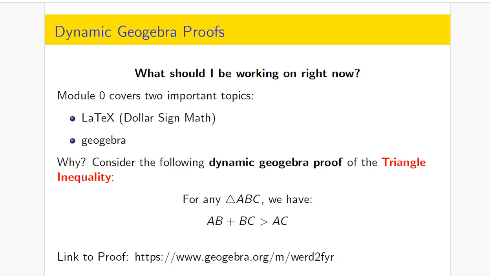I'm going to show you one that proves the triangle inequality. The triangle inequality is pretty straightforward. It says that the lengths of any two sides of a triangle add up to more than the length of the third side. And this is true, it's a strict inequality, as long as we have an actual triangle.